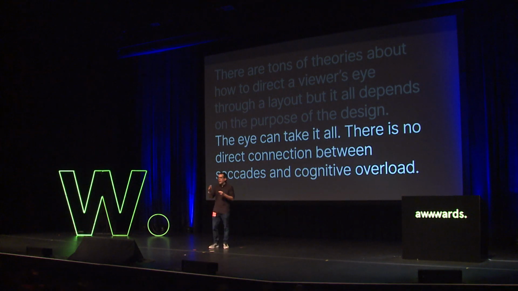So if we try to come up with a theory about how we digest information, there are tons of ideas around directing the user's eye from one place to another. But it really depends on the purpose of the design, right? If you're creating something artistic, it's all about creating an emotion. It's not about scanning information. But if you're creating something that might be more functional, that's the moment where you actually have to pay more attention. So the bottom line is it really doesn't matter. The eye can take it all. There's no cognitive overload linked to the fact that you have to move your eyes quite a lot.